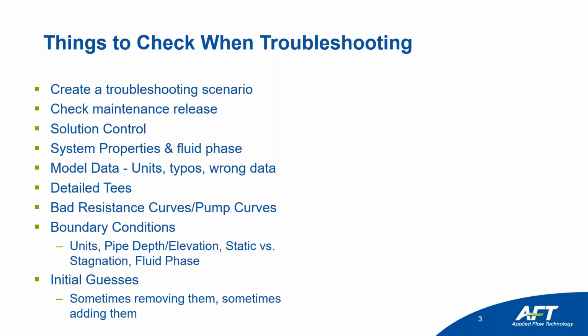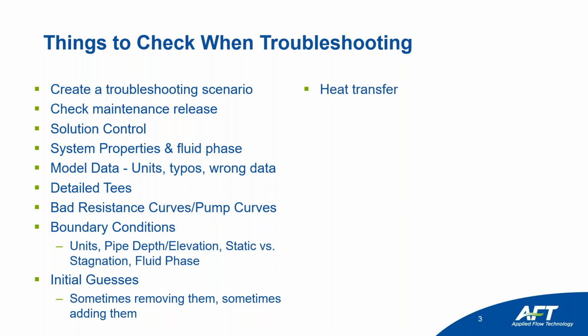Sometimes you might need to add them in. If you don't have any initial guesses and you have a lot of model complexity, maybe you do need to specify some initial values for pressures and flow rates. You might have to do that from time to time. The key thing is, though, most of the time, the AFT software has its own ability to create initial guesses for you, where it doesn't need you to do it. So a lot of times, just let the software do it itself, and it'll be fine.